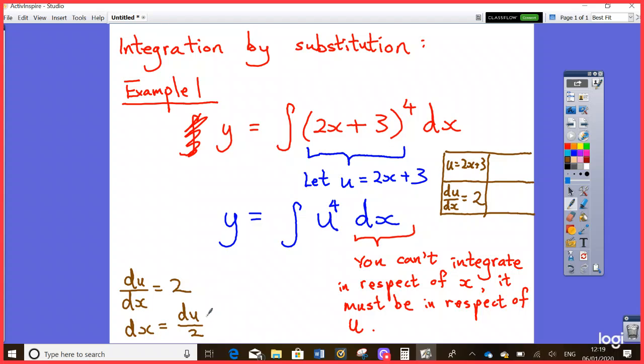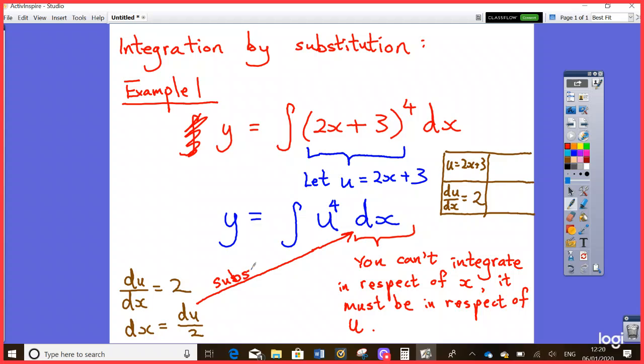Yeah, this is where the questions come in. Is it 2 over du or du over 2? Well, if you throw the numerator onto the other side, it still remains as a numerator. Okay, so we have it. We have a dx now that can be converted into the letter u. So now I can substitute into here.